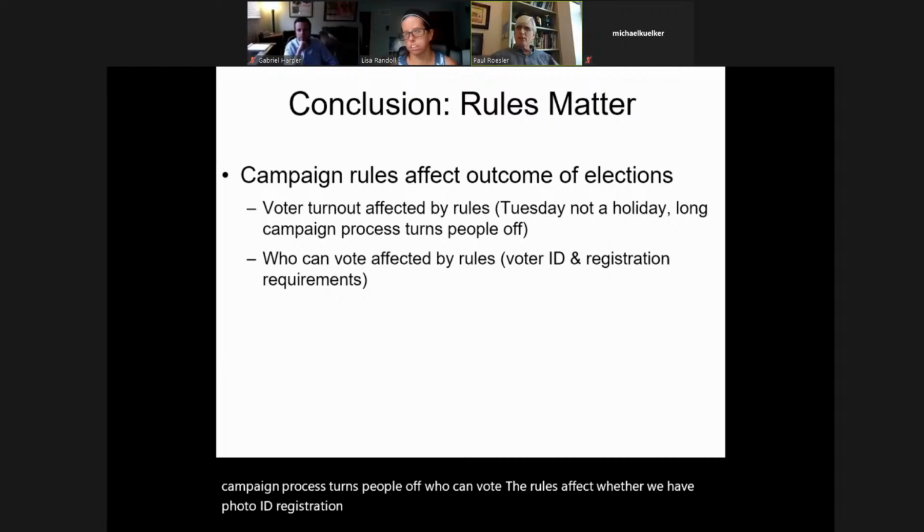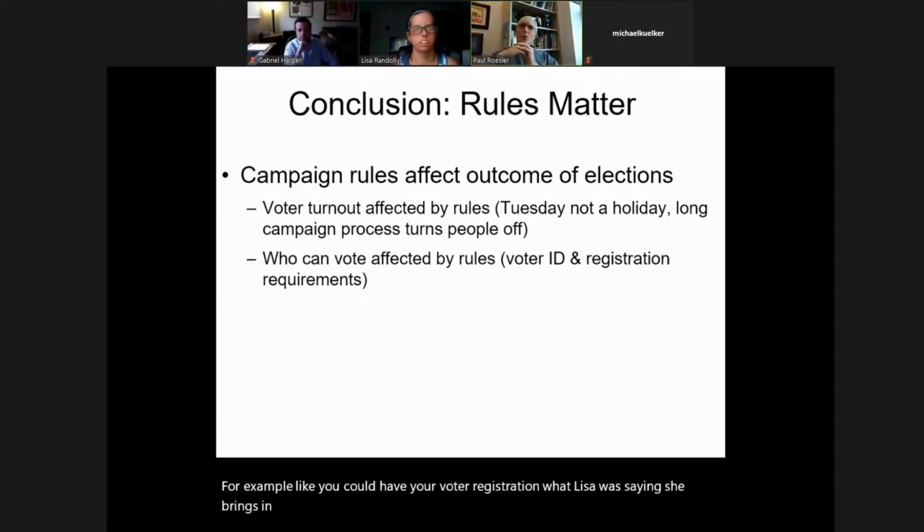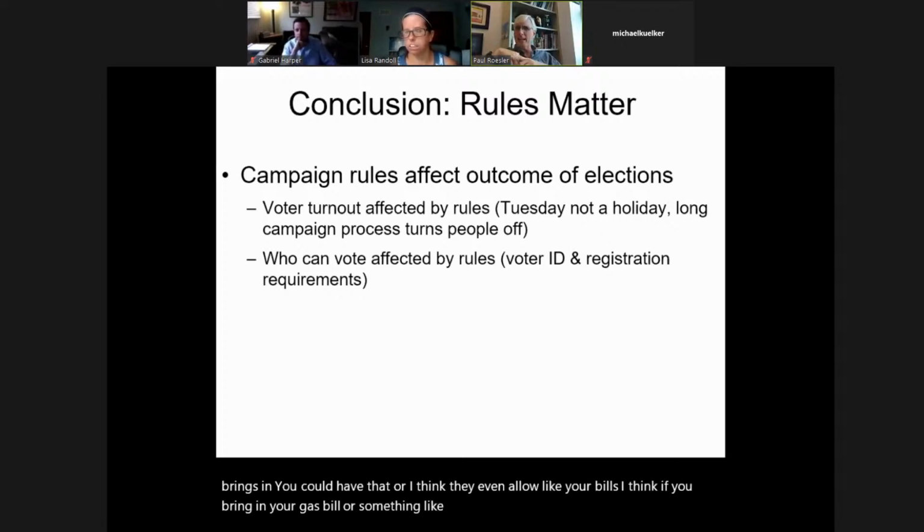Now, the photo ID law was struck down, at least temporarily. But you have to have some kind of ID. For example, you could have your voter registration, what Lisa was saying, she brings in. Or I think they even allow your bills. If you bring in your gas bill or something like that, I think they even allow that as proof of who you are.